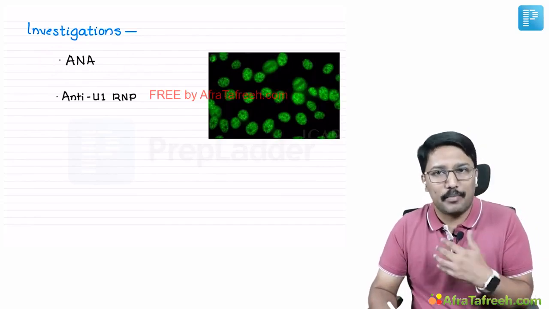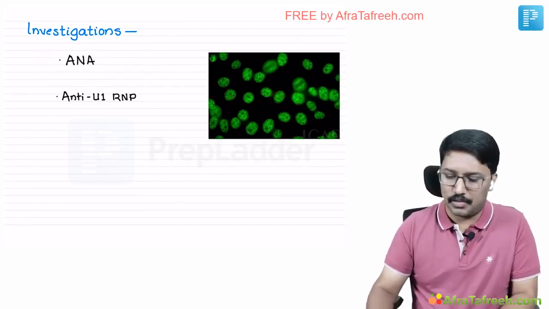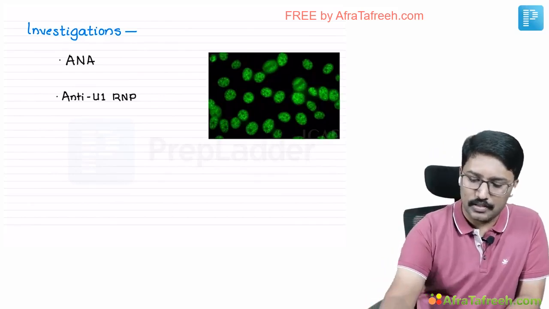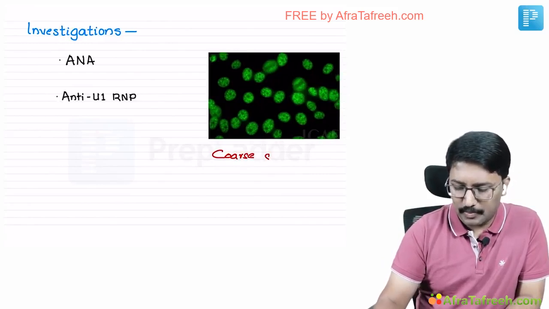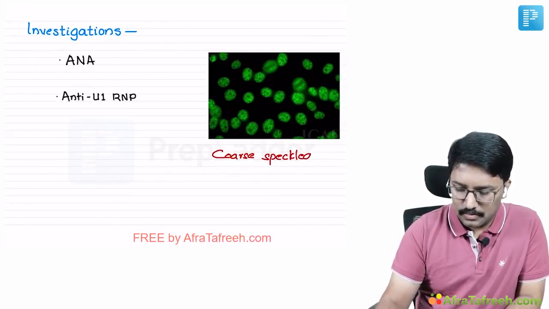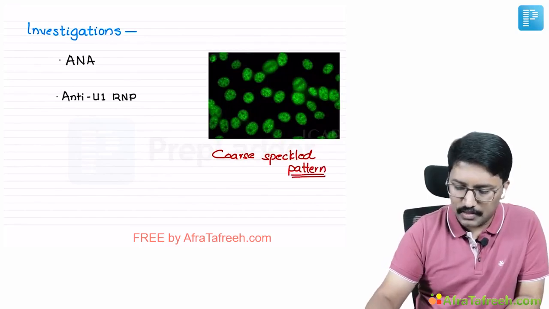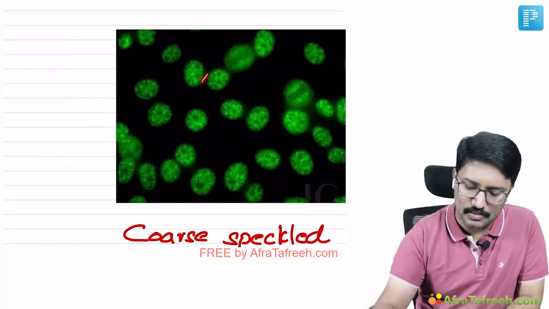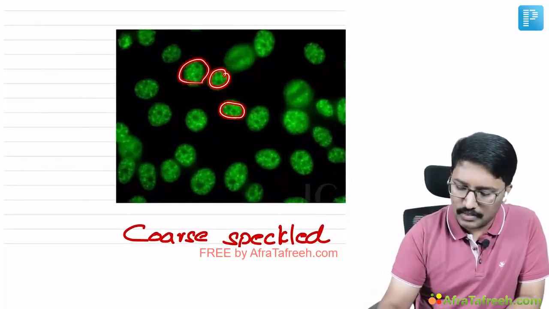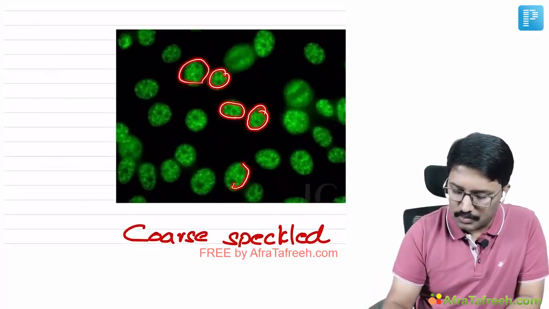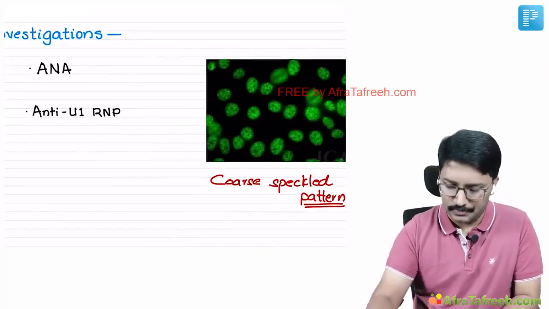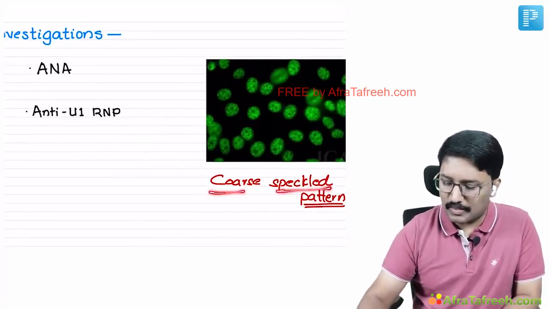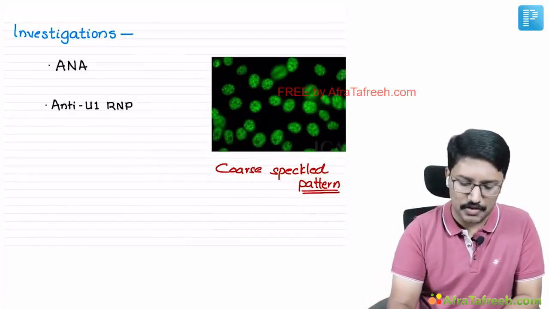And if you look at the ANA pattern, which is also particularly important from the perspective of MCQs, we usually see coarse speckled pattern. Right? So there is an entire nucleosome which is stained with coarse speckles like you are noticing in this image, right? For more details about the ANA pattern, please watch my video on the ANA pattern. That is important, you might get one MCQ from that side. Okay, so you see coarse speckled pattern of ANA in these patients.